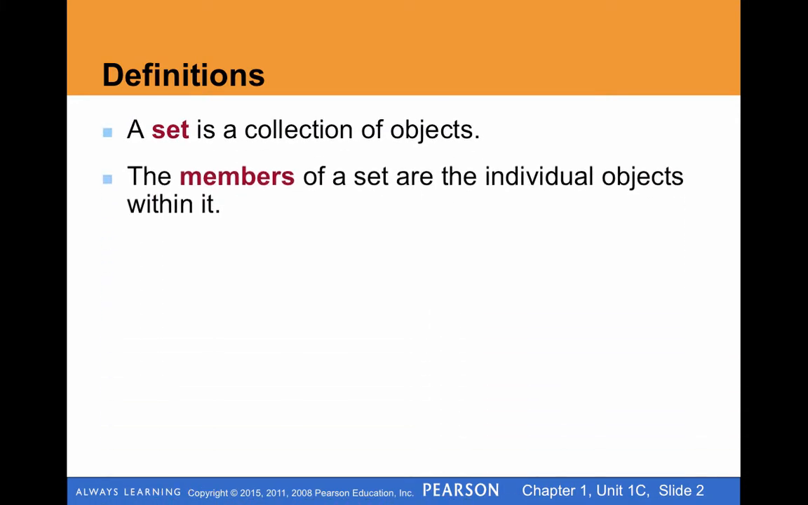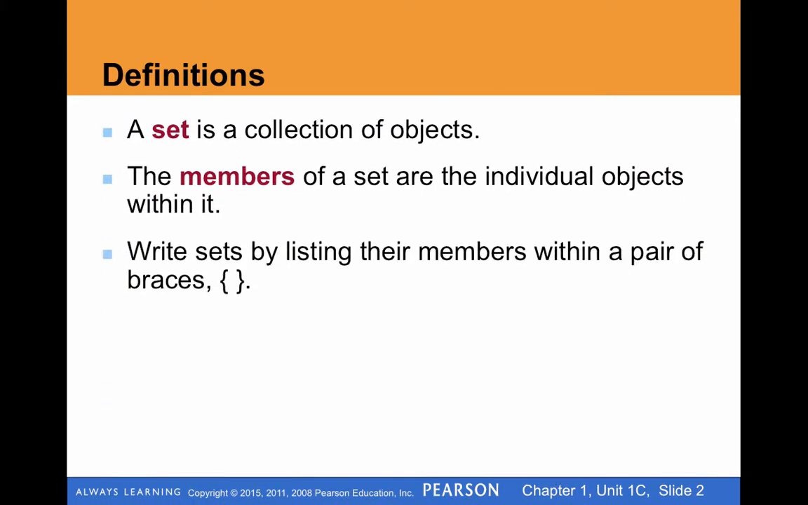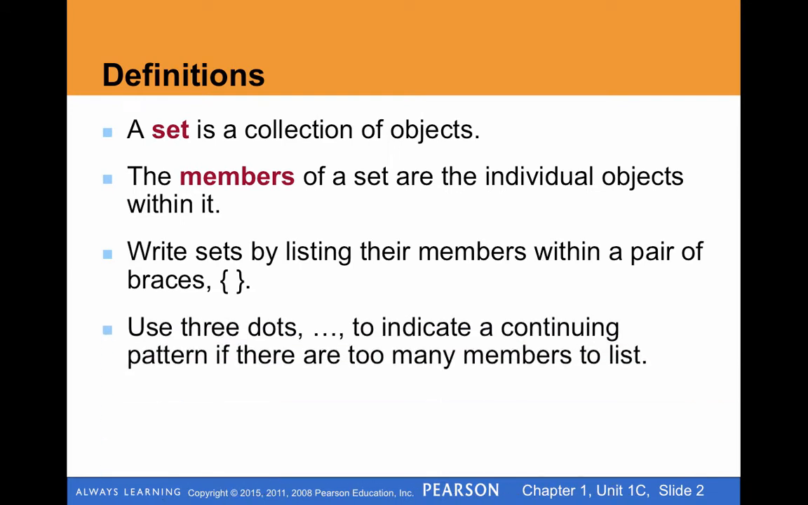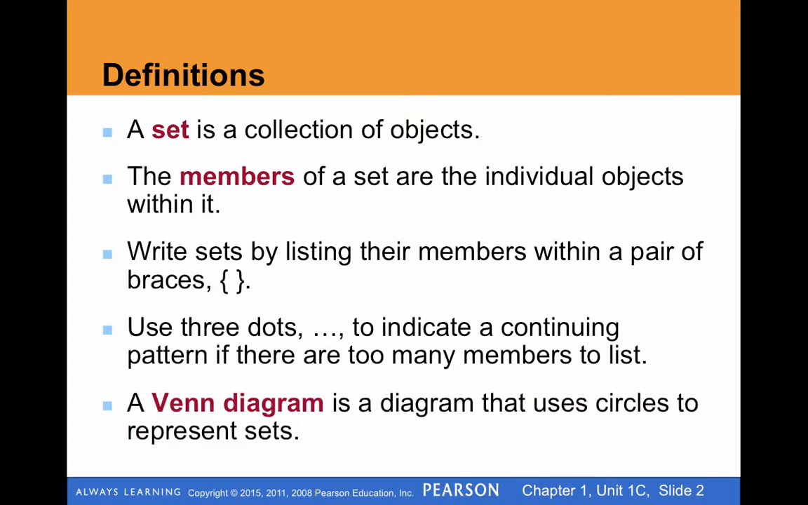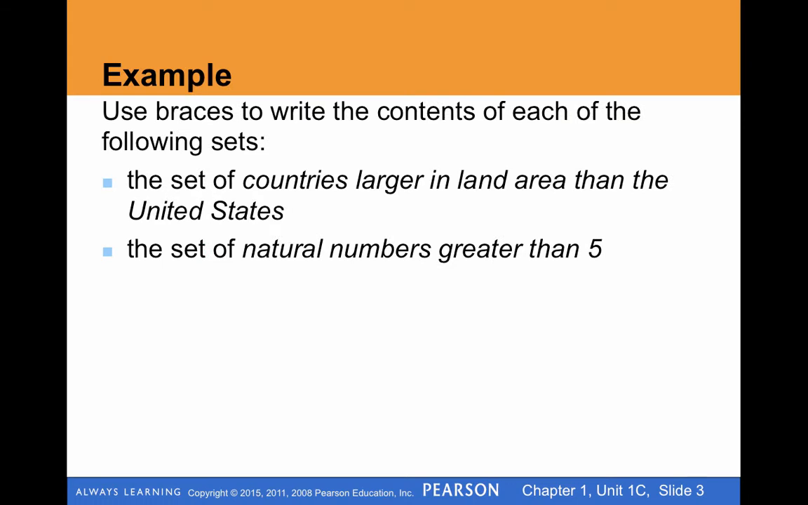So we're going to talk about sets first. A set is a collection of objects. The members of a set are the individual objects within it, sometimes called the elements of a set, so the individual things inside of it. Usually we write sets by listing members inside a pair of brackets. And sometimes if we have too many things, we use three dots to indicate a continuing list or pattern if there are too many members to list. And then we're going to use Venn diagrams to represent intersections and non-intersections between sets.